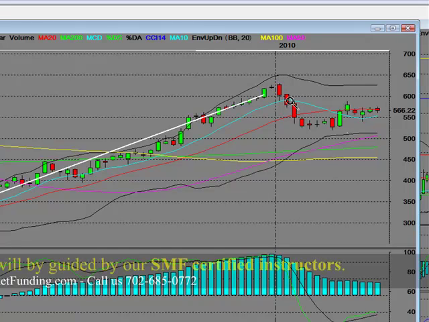When we got 1, 2, 3, 4, 5, 6, 7 weeks below, and the 10-week was going down, see, the 10-week can't go down, and you can't close below it. That's where the bear part of the trend comes in.